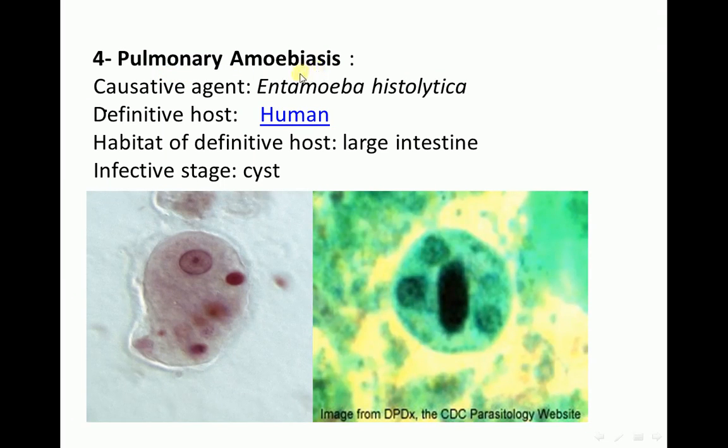Pulmonary amoebiasis. The causative agent of this disease is Entamoeba histolytica. Definitive host: human. Habitat of the definitive host is the large intestine. The infective stage is the cyst stage. This is the trophozoite stage, consisting of a large nucleus with a central karyosome. We can see clear ectoplasm and granular endoplasm containing vacuoles, food vacuoles. Inside these vacuoles we can see RBCs, and this stage also has pseudopodia, which are extensions from the ectoplasm.